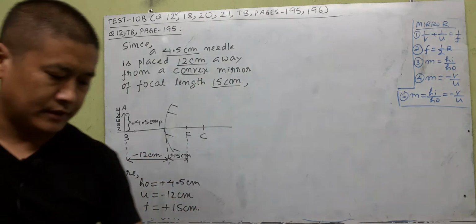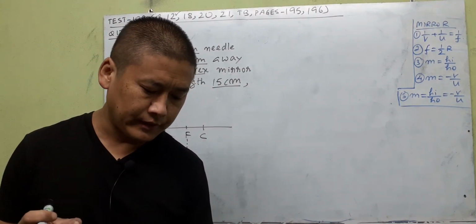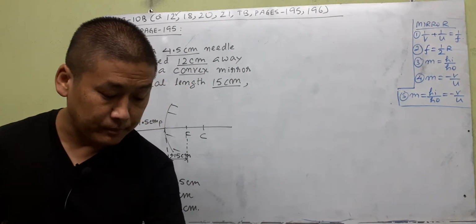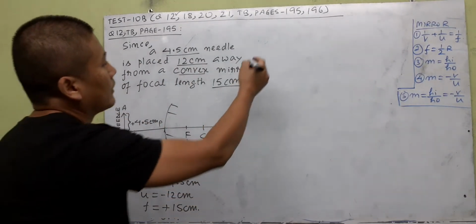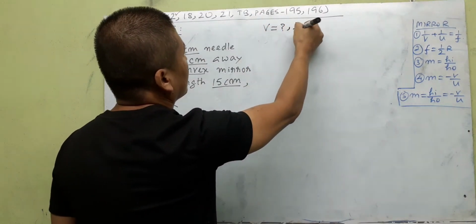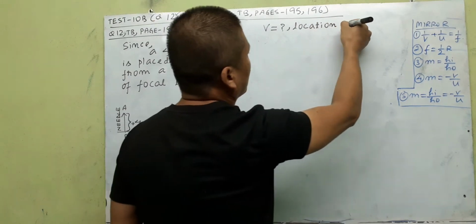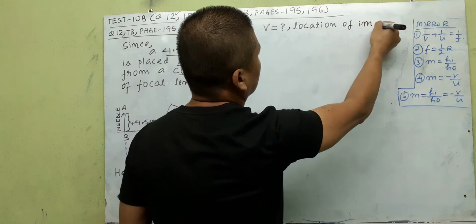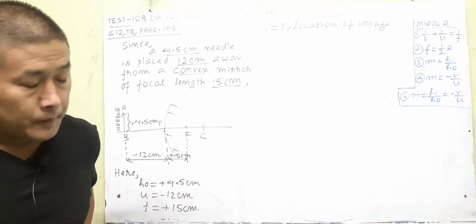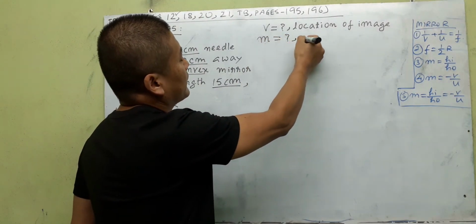Okay, what is the question asking us? Let us do it thinking slowly, really understand it, and not so hard that way. Give the location of image and magnification. So location of image means image distance actually. So v equal to question mark. Let us just use the language of the text: location of image. Then magnification, which means small m. These two we have to find out.